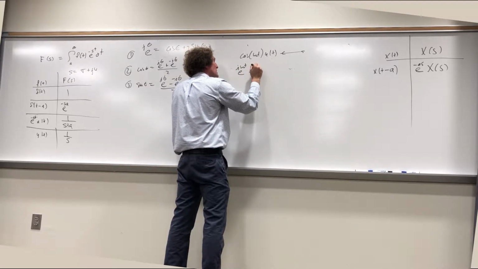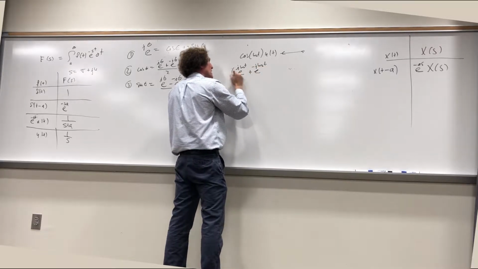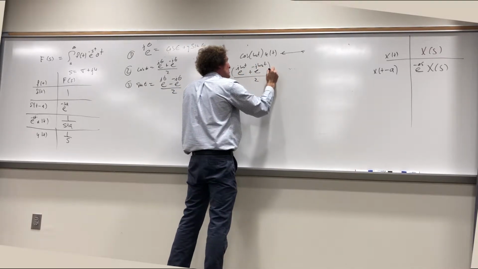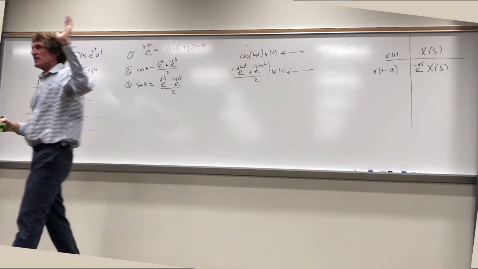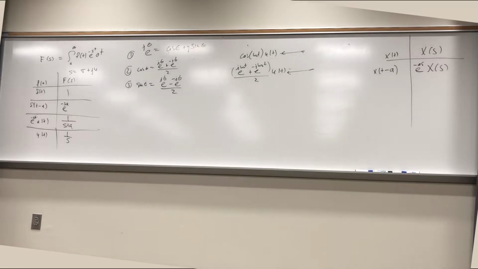Plus e to the minus j omega naught t. Divide that by 2 and multiply it by u of t. Do you all agree with me there? Give me a show of hands. Stay with me on this one, even if you know. Make sure, because there are some tricks I'm going to show you in a little bit.